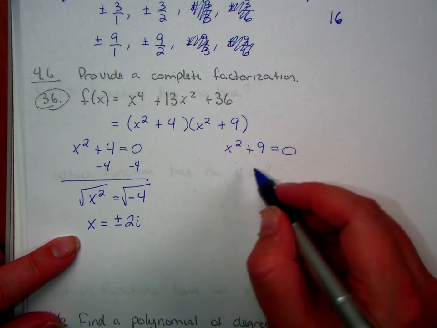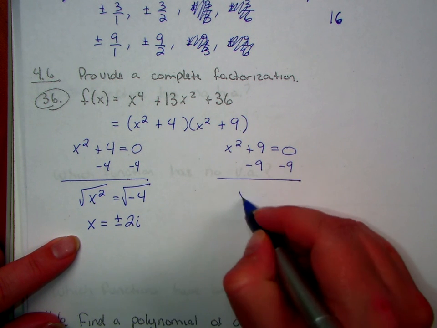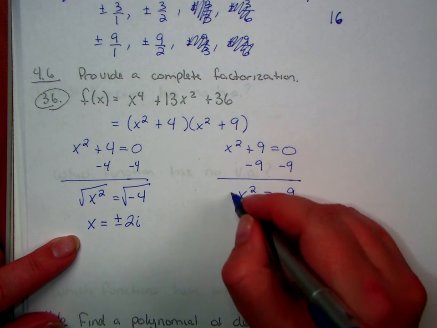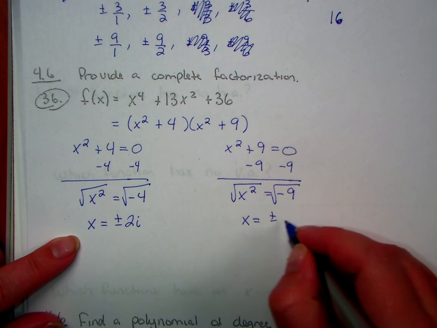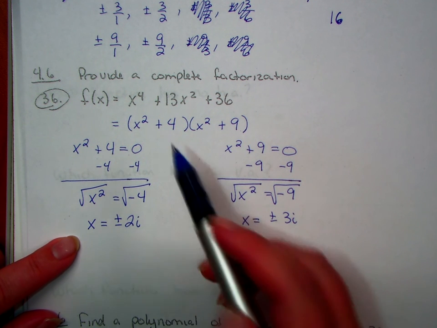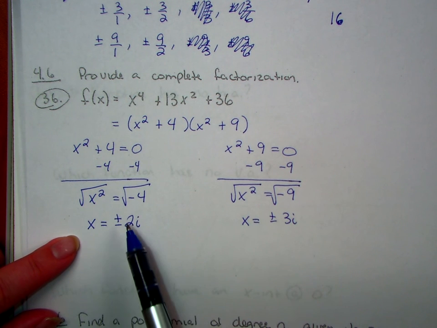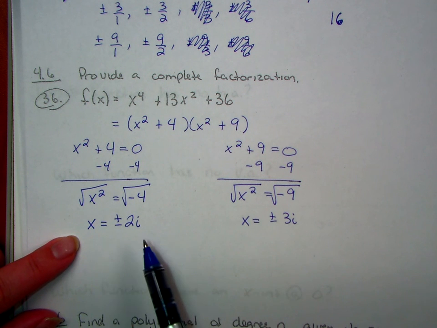And then here, if I were to do the same thing, I'm going to subtract 9 from both sides and get x squared equals negative 9. Then square root both sides and get x equals plus or minus 3i, right? So this fourth degree polynomial has 4 zeros, but the 4 zeros happen to be all imaginary here.